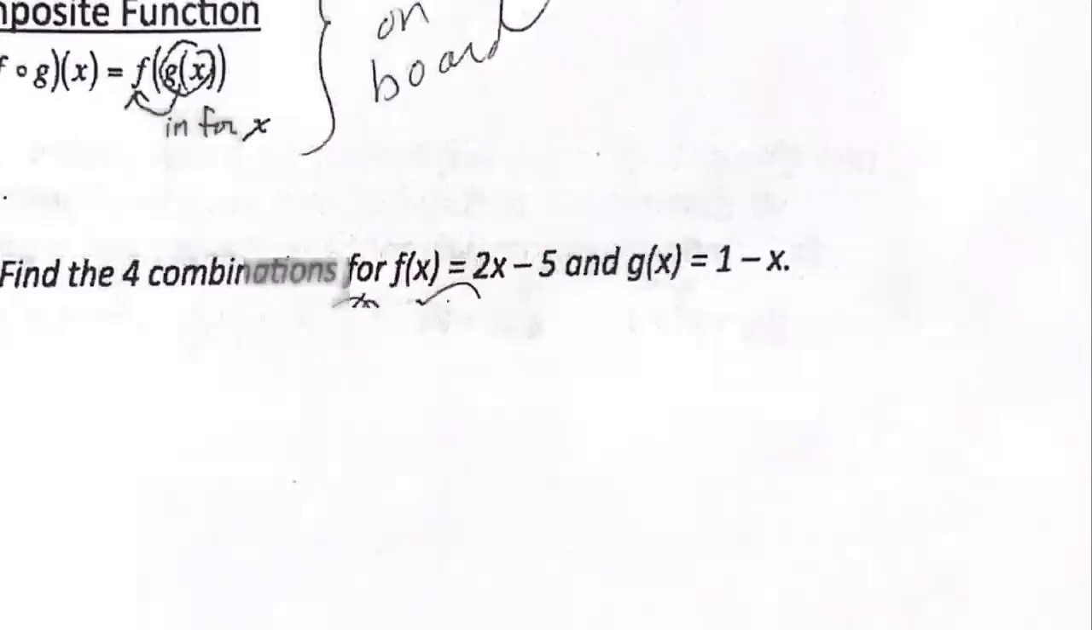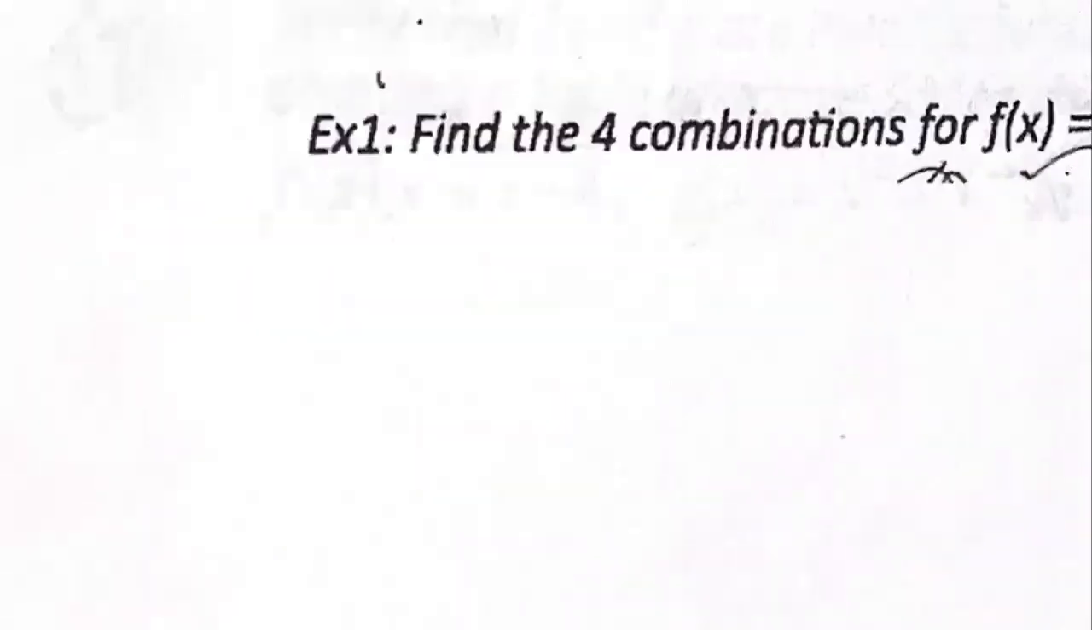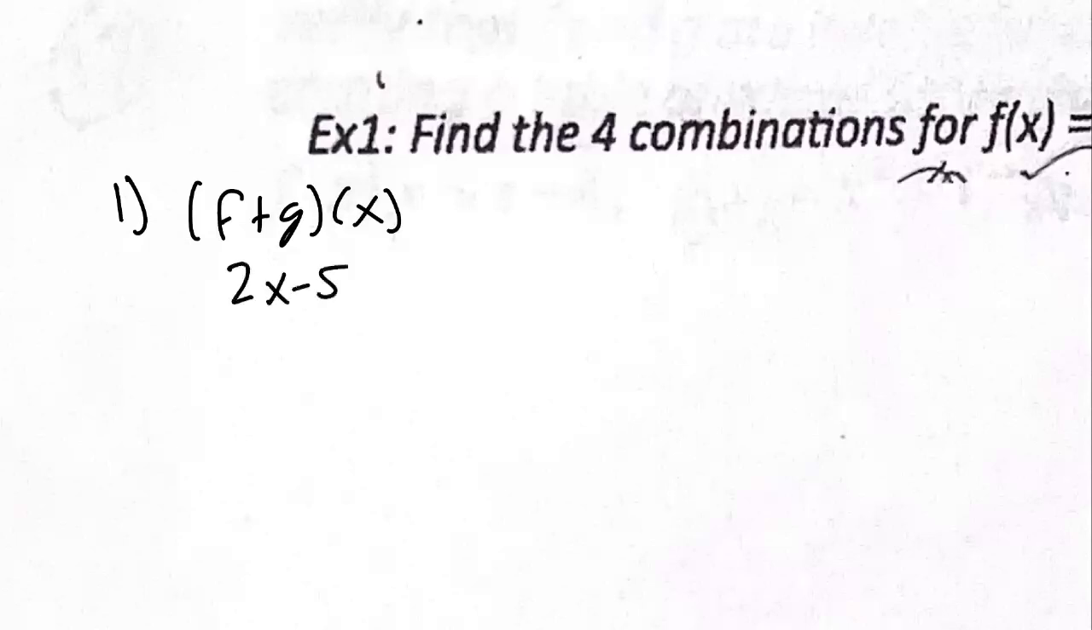So for number one, it says find the four combinations for f of x equals 2x minus 5 and g of x equals 1 minus x. So, do number one. The first combination is just adding them, f plus g of x. So that means you can combine f of x, which is 2x minus 5, plus g of x, which is 1 minus x.